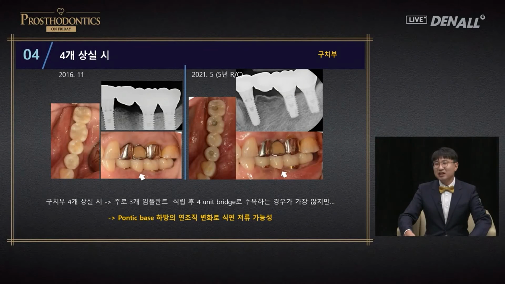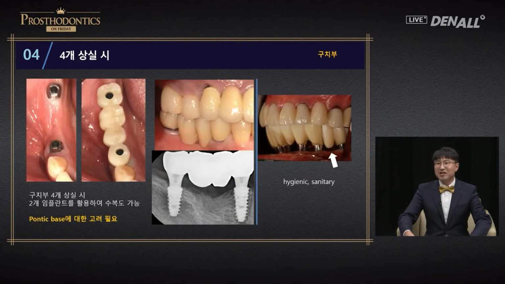At first, it may be okay, but if you look at the cases over 5 years, the soft tissue below the pontic base inevitably becomes resorbed. This is a very difficult problem and definitely something to think about. Placing 2 implants in a posterior 4 missing case is mechanically possible. However, you need to consider a hygienic type if cleansing is difficult and if there's a lot of bone loss, as shown on the right.